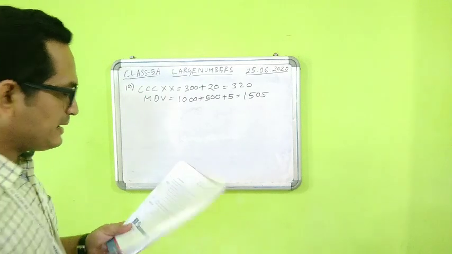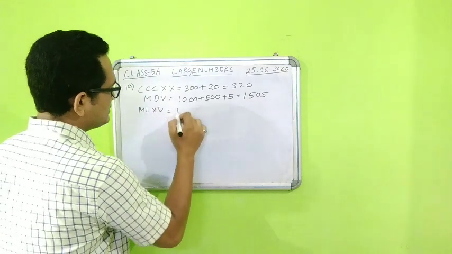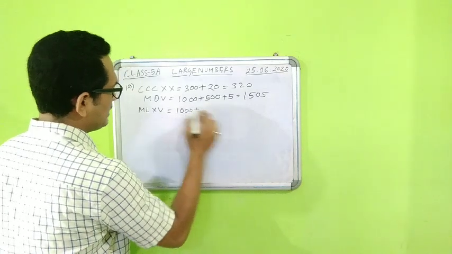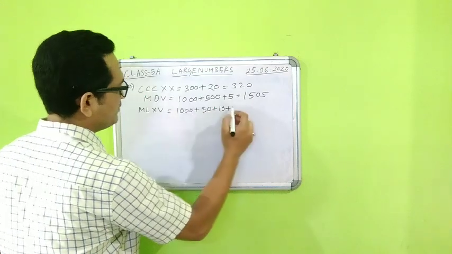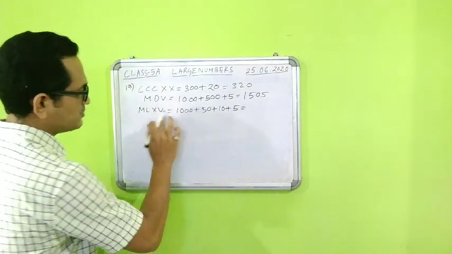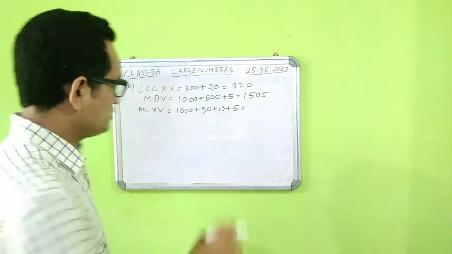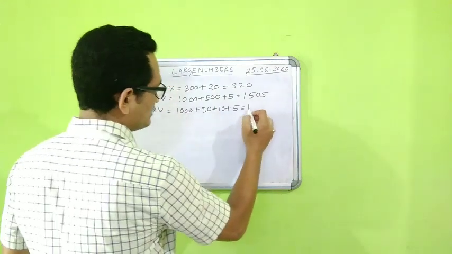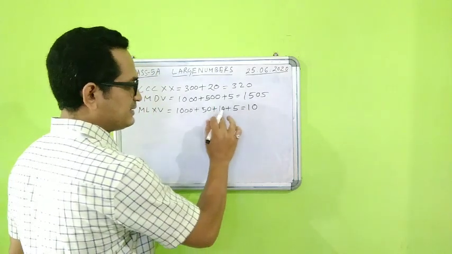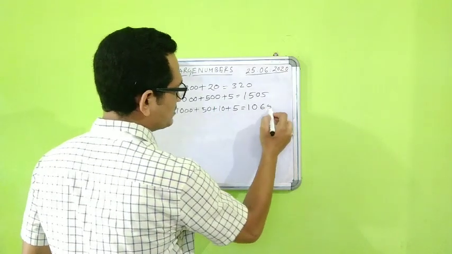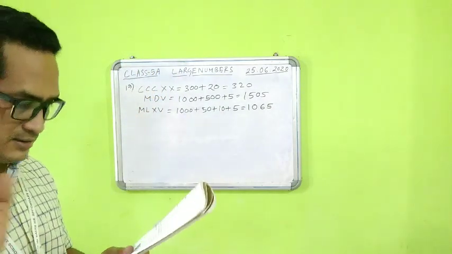The third one is MLXV. M means 1000, L means 50, X means 10, and V means 5. Here also all the smaller ones are on the right hand side of the bigger one, so they will be added. 1000 will be 1000, 100's place will not be there, so it will be 0. 50 plus 10 is 60, plus 5 it will be 65. So it will be 1065. That is the third number.